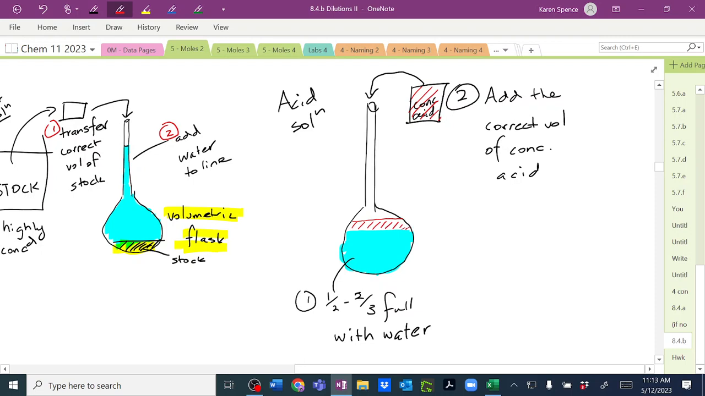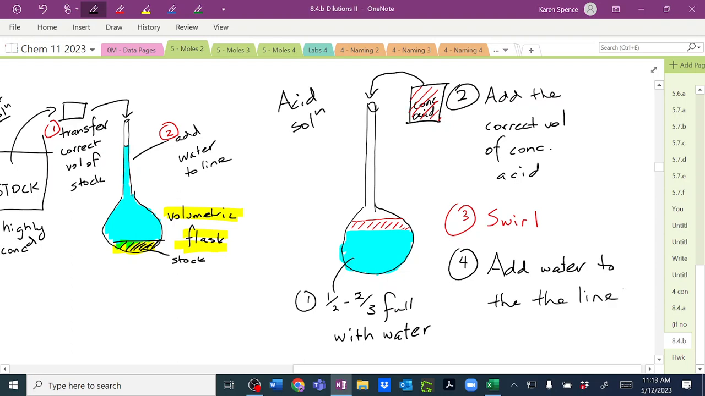So now we have that and we swirl it. All right, and now it hasn't gotten too hot. It may get a little warm, but it doesn't get too hot. And then finally, what do we do last? Add water to the line. What should you use at the last tail end of adding water to the line? Use an eyedropper.